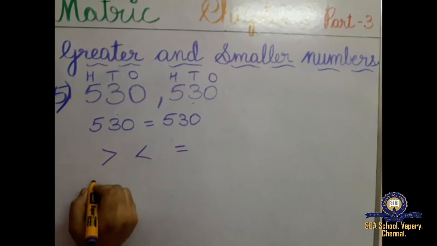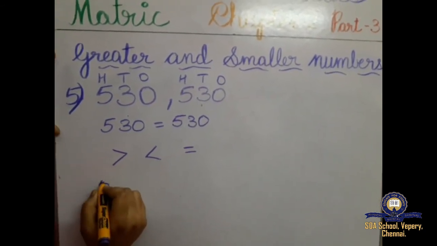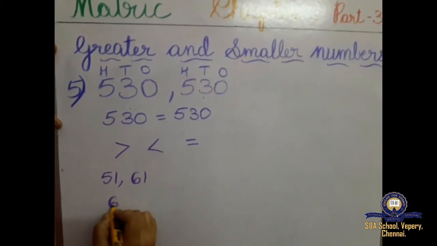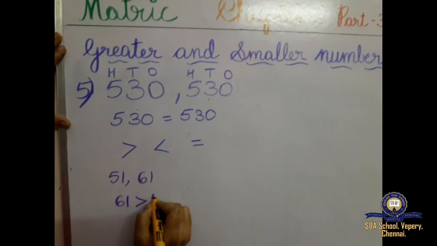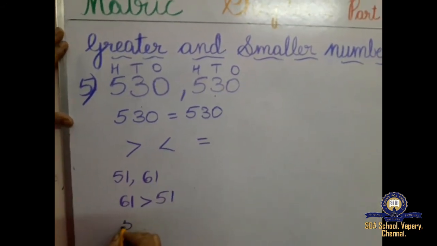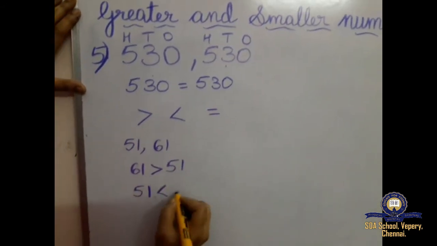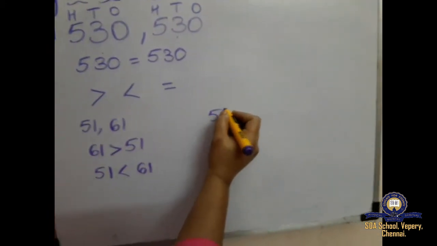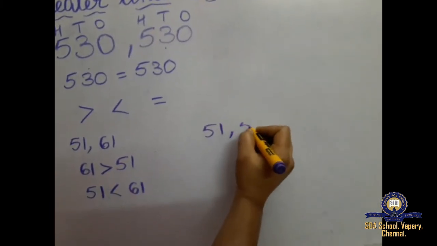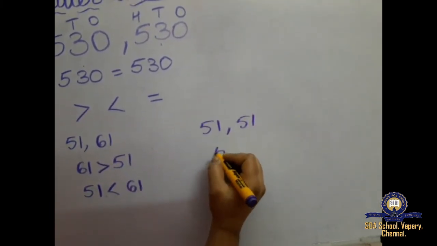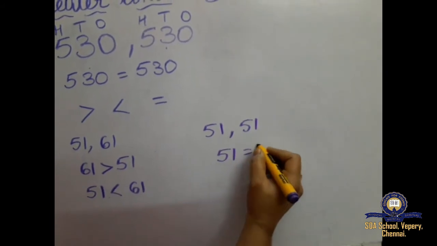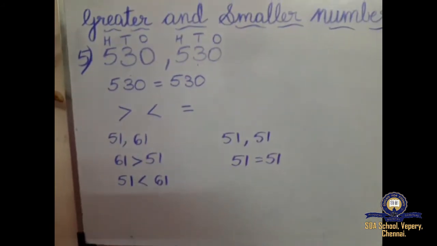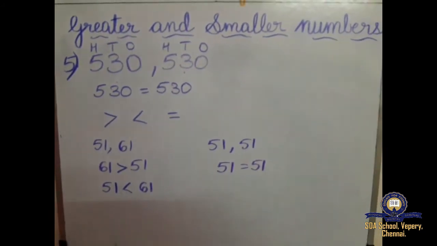If the number is more, like 61 is greater than 51 or 51 is less than 61. Okay, the number is same, we can write 51 is equals to 51. I hope you all understood this greater and smaller numbers. Now let's go into the next topic.